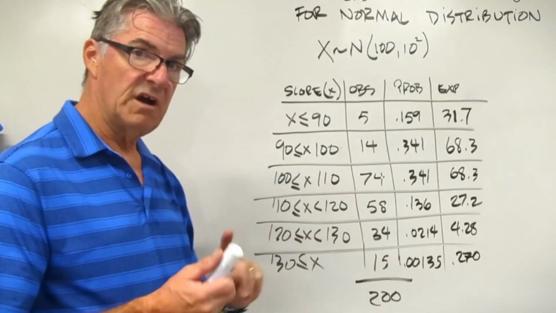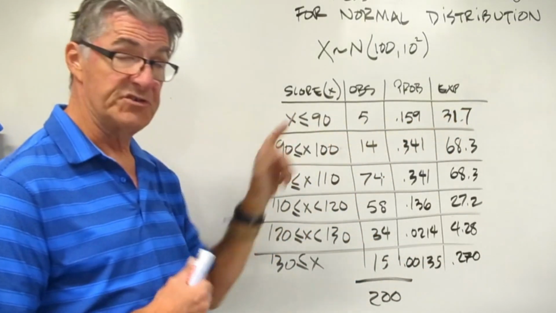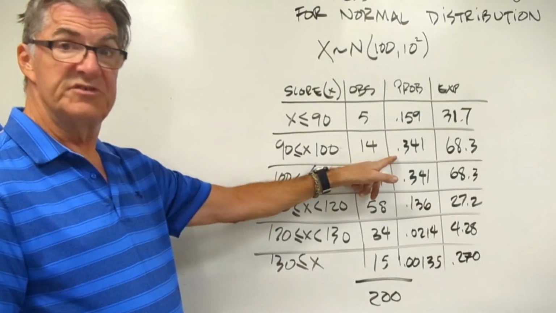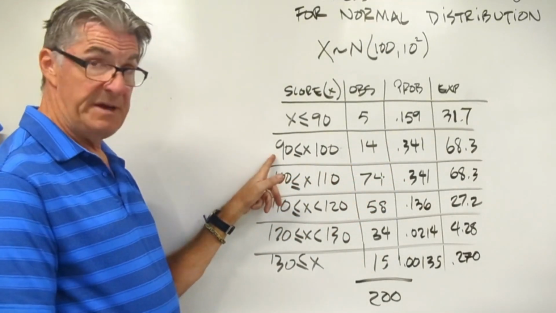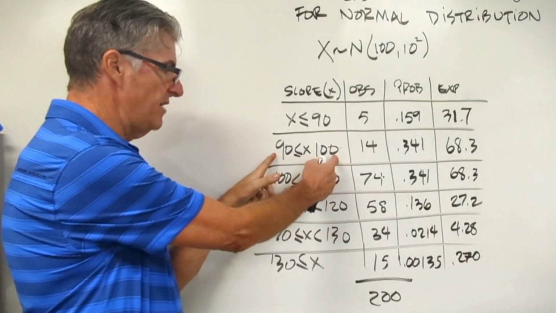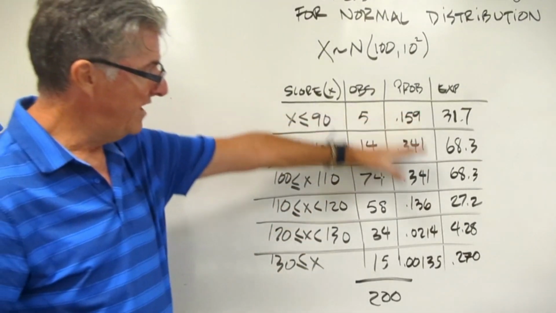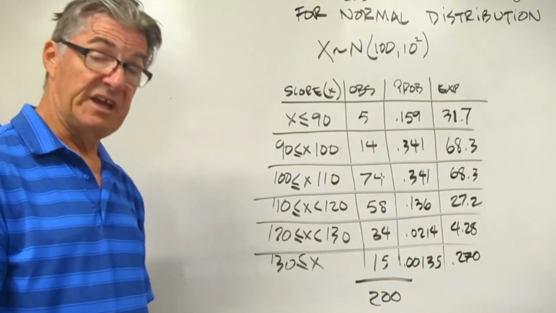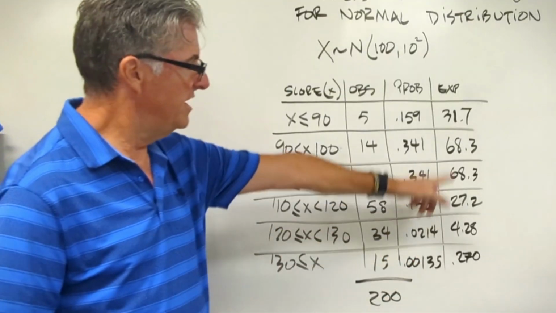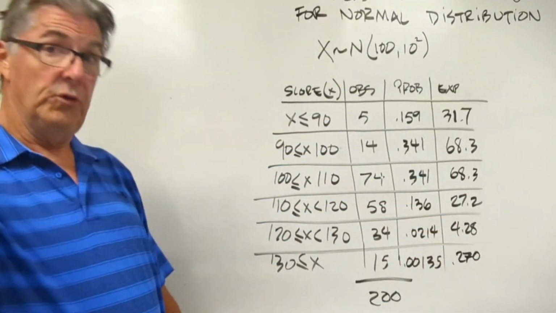Now I want to make one comment that didn't show up when we calculated our first row. When you start doing the subsequent rows, your lower bound is specified by the range. So in this case, the lower bound is 90, the upper bound is 100, lower bound is 100, upper bound is 110, and so on. And that gets you your probabilities using the calculator. And then, of course, you just multiply the probability times 200 to get the expected values for your table. Whew.